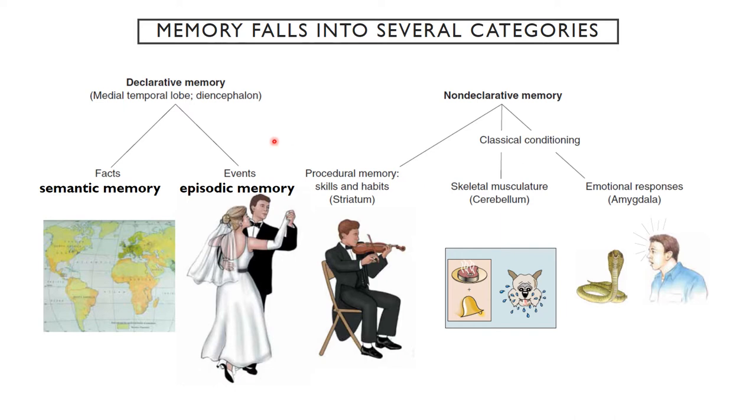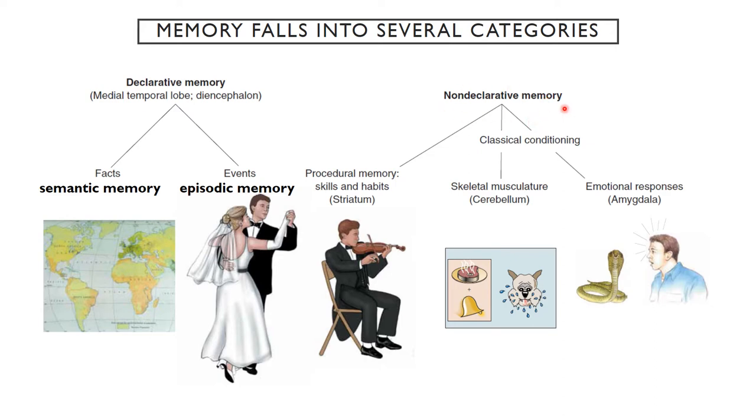Memory can be put into two main categories. We have declarative memory and non-declarative memory. Declarative memory can be further broken into two additional categories: facts, or semantic memory, and events, or episodic memory. The way to keep these straight is that if someone's arguing semantics, they're arguing about the details of certain facts. That's semantic memory. And if you're watching an episode of a TV show, it's going to be a series of episodes in a row, telling a story that goes through a series of events. That is episodic memory. So that's how you keep those two things apart.